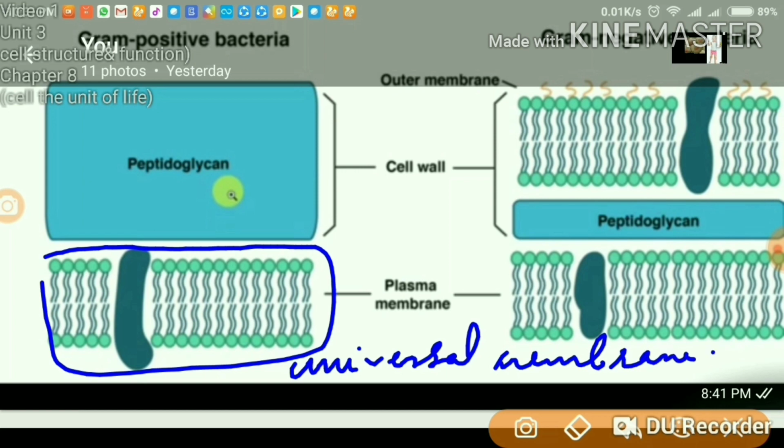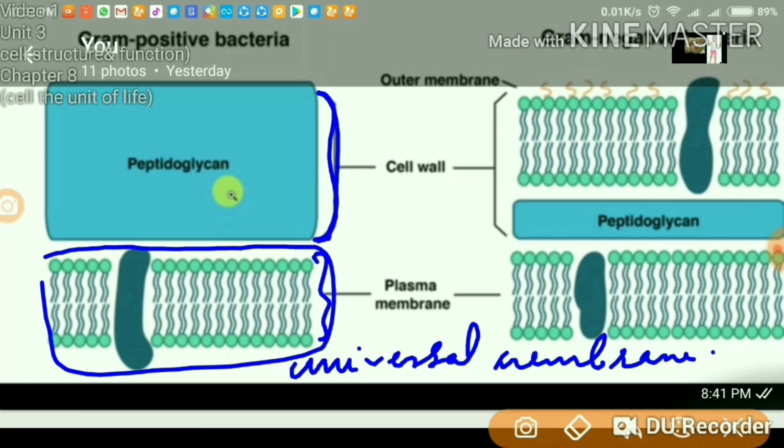Actually, what lies outside the plasma membrane determines whether the bacteria is gram-positive or gram-negative, because the plasma membrane structure is the same. What lies outside the plasma membrane is the cell wall, and that cell wall determines whether the bacteria is gram-positive or gram-negative. Here, outside this plasma membrane, we can see this cell wall. In our physical class, we discussed the cell wall of bacteria. The bacterial cell wall is made up of peptidoglycan. You know that.